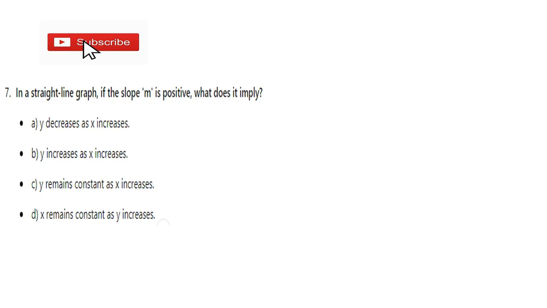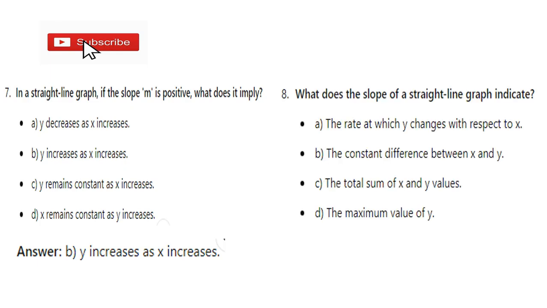This is one of those points we had discussed before or during the initial stage of this lecture, and I believe you can still remember the correct option, which is B. Y increases as x increases. So when the slope is positive, it means that when the value of y is increasing, then x is also increasing. If the slope is negative, it means that when the value of y is decreasing, x is increasing, and all of that.